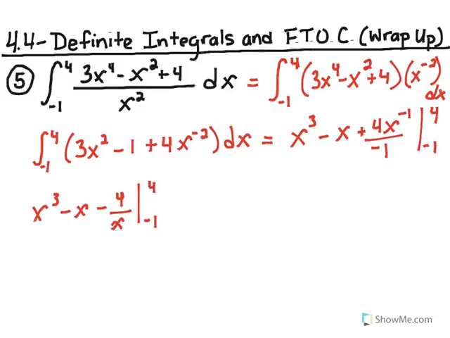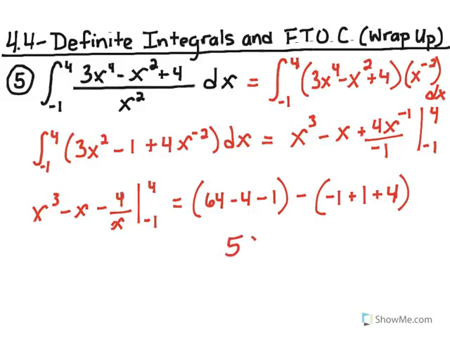And now we're going to plug in 4 first and plug in -1 second. So I'm going to have 4 cubed is 64 minus 4 over 4 is 1. So that's plugging in x equals 4. Minus, now plug in -1. -1 cubed is -1, minus -1 will become plus 1, and then minus 4 over -1 is plus 4. So the first number looks like it's 59, minus the second number, which is 4, so the final answer here is 55.